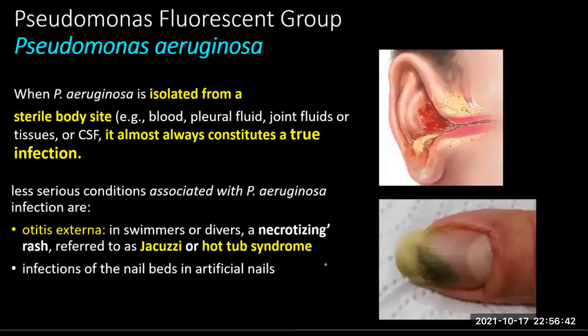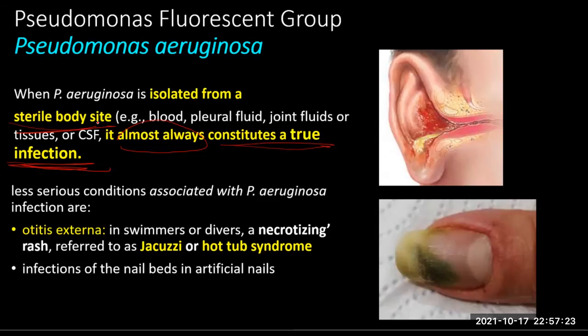So, Pseudomonas aeruginosa, when this organism is isolated from a sterile body site like pleural fluid, joint fluids, tissues, or blood, or in CSF, it almost always constitutes a true infection. So it's a true infection when we can isolate this one from a sterile body site. And P. aeruginosa can colonize mucosal surfaces such as the oropharynx, and patients in the ICU who are mechanically ventilated may quickly become colonized with P. aeruginosa.